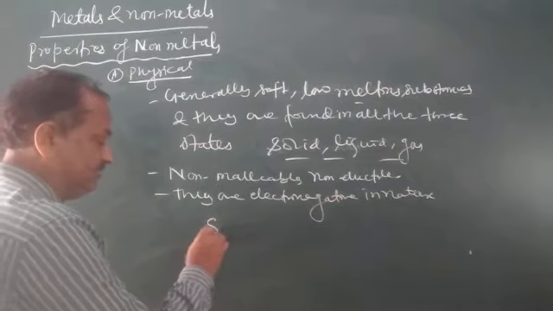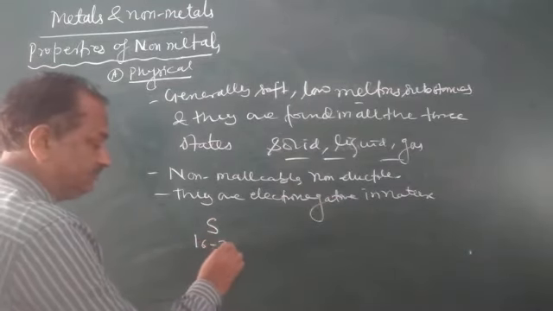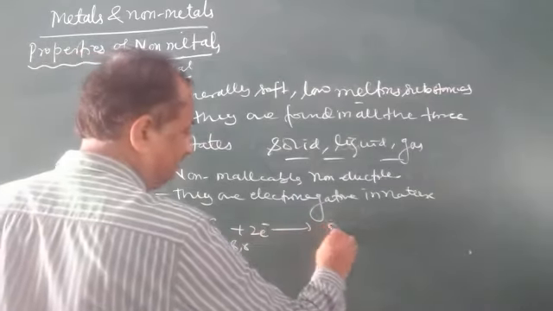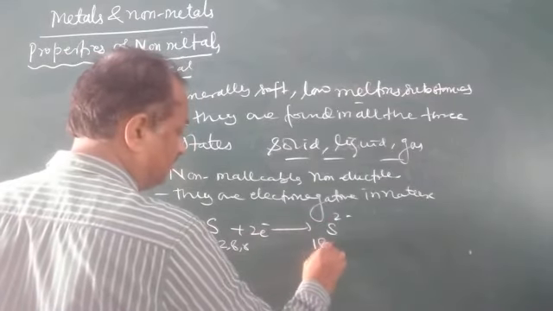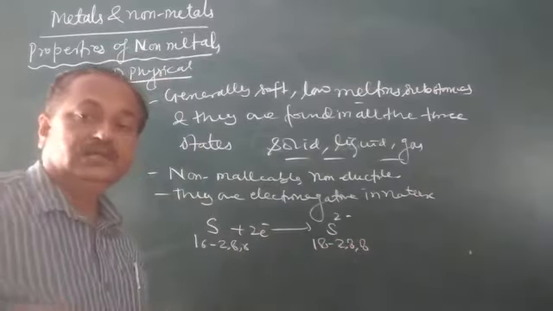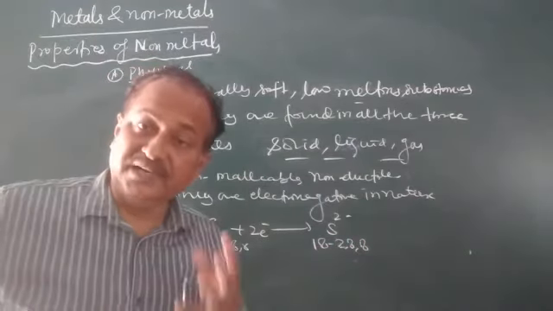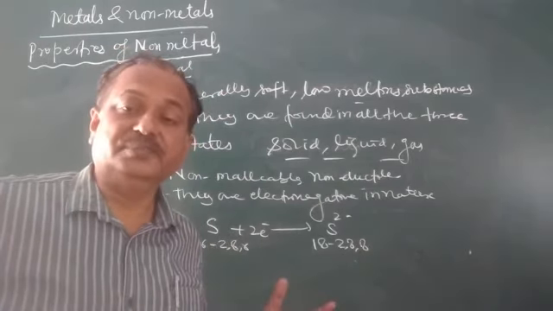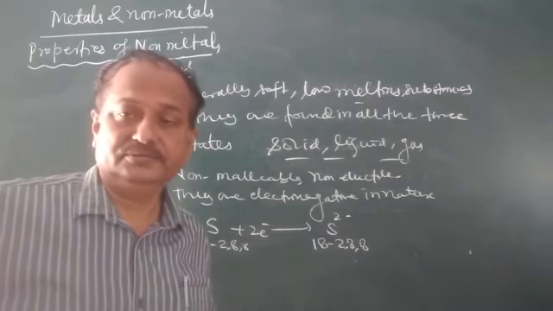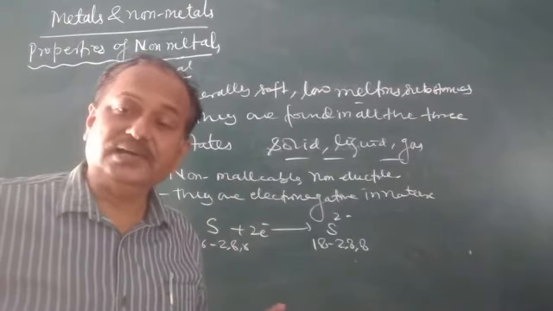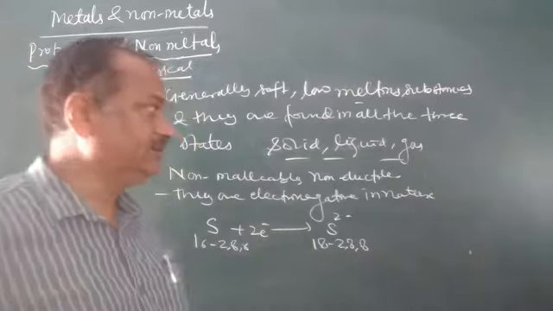Like we take the case of sulfur. Atomic number is 16, with configuration 2, 8 and 6. Sulfur gains 2 electrons and there is formation of sulfide ions. So the atomic number becomes 18, with configuration 2, 8 and 8. So it is, children, the loss and gain of electrons. Metals exhibit reactivity by the loss of electrons, non-metals by the gain of electrons. Metals lose electrons and acquire positive charge. Non-metals gain and acquire negative charge.